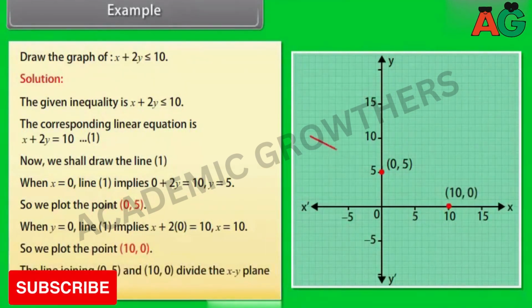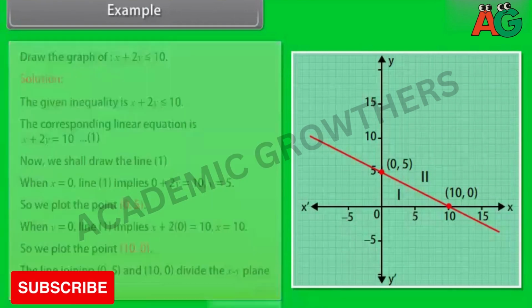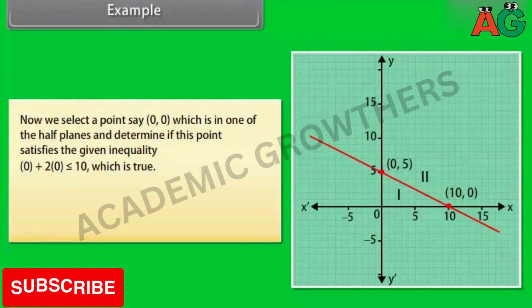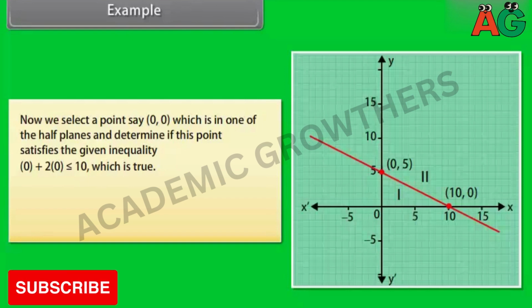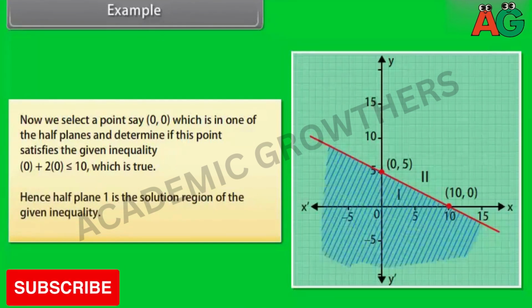The line joining (0, 5) and (10, 0) divides the xy plane into two half planes. Now we select a point, say (0, 0), in one of the half planes, and determine if this point satisfies the given inequality. 0 plus 2 into 0 is less than or equal to 10, which is true. Hence, half plane 1 is the solution region of the given inequality.